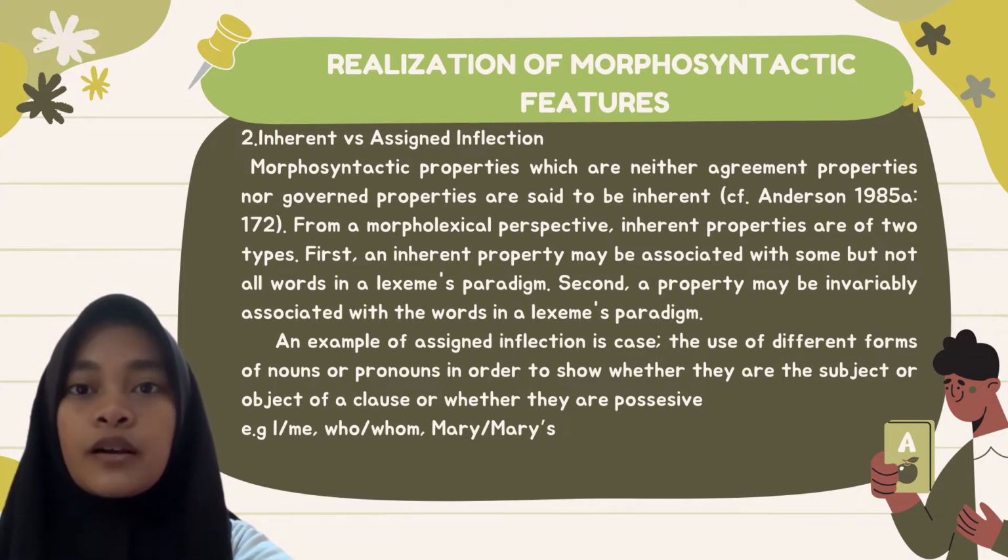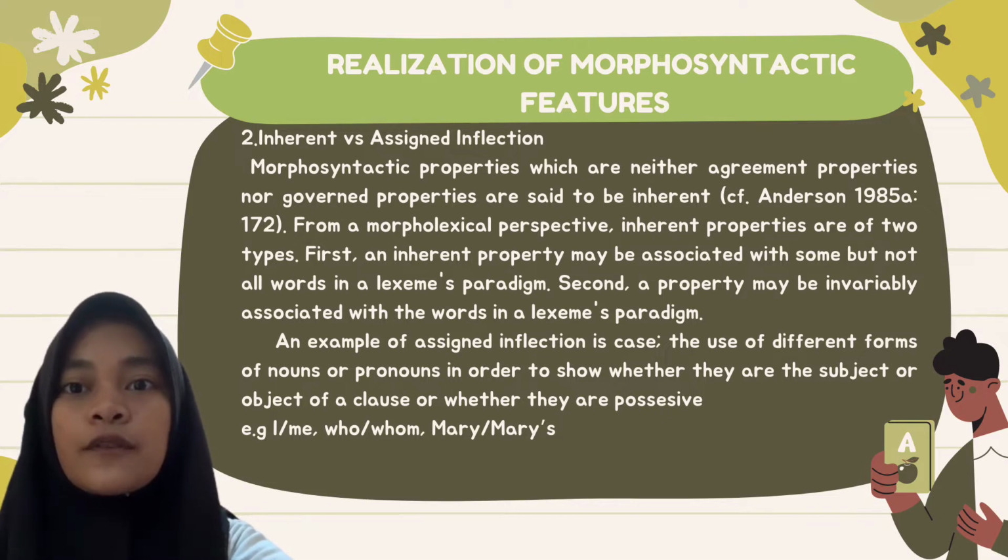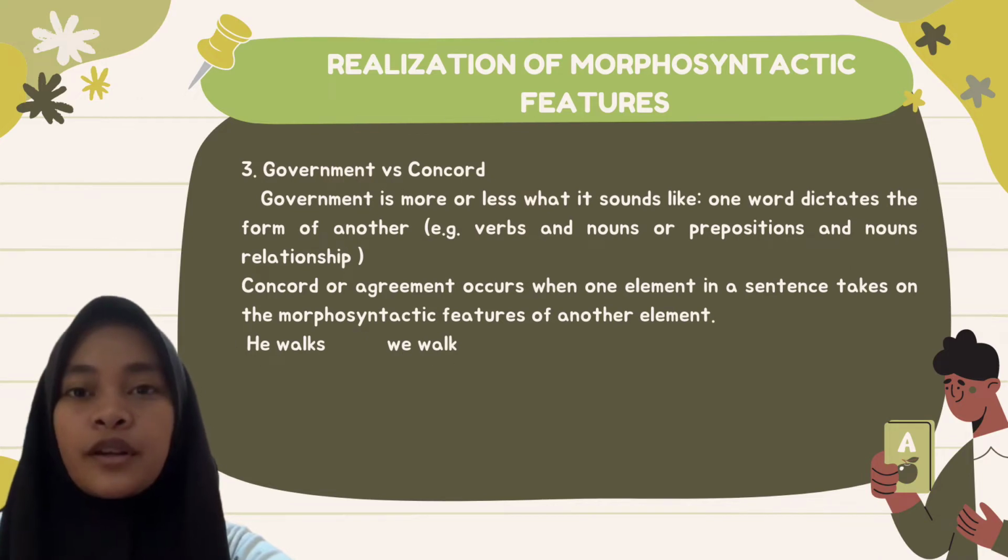An example of assigned inflection is case: the use of different forms of nouns or pronouns in order to show whether they are the subject or object of a clause or whether they are possessive. For example, I or me, who or whom, Mary or Mary's. Number 3, government versus concord.